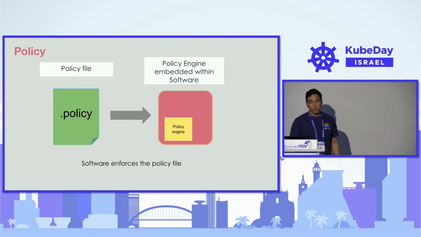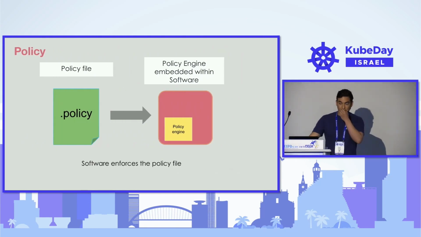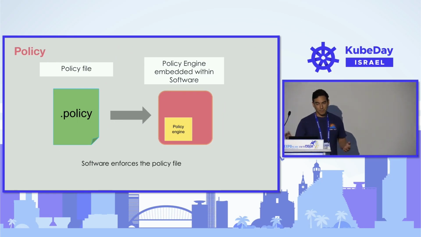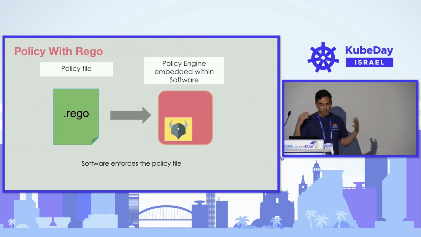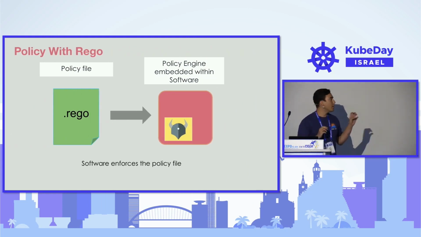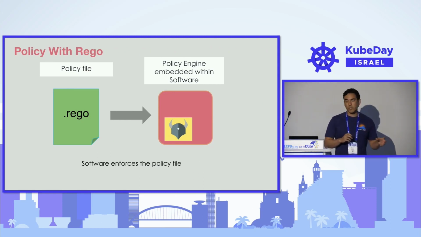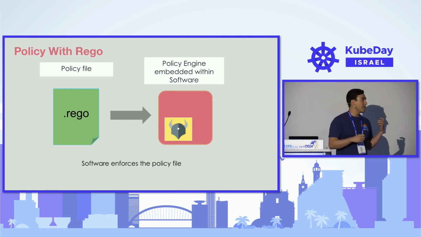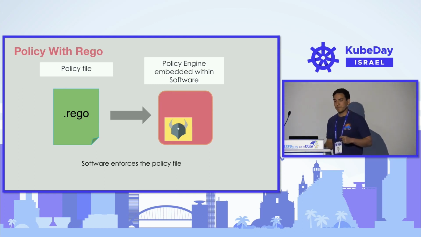Right, and so when we're doing this, this was what I showed earlier, right? And we're basically just replacing a policy engine with Open Policy Agent specifically, right? OPA is the tool that we want to use, and Rego is the purpose-built policy language that we want to write things in.